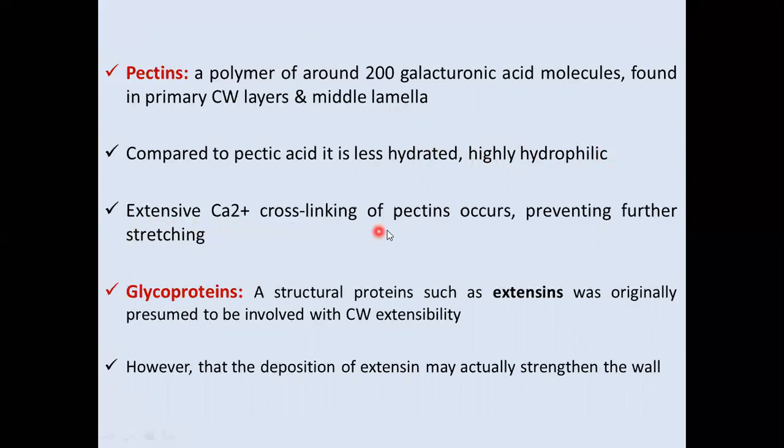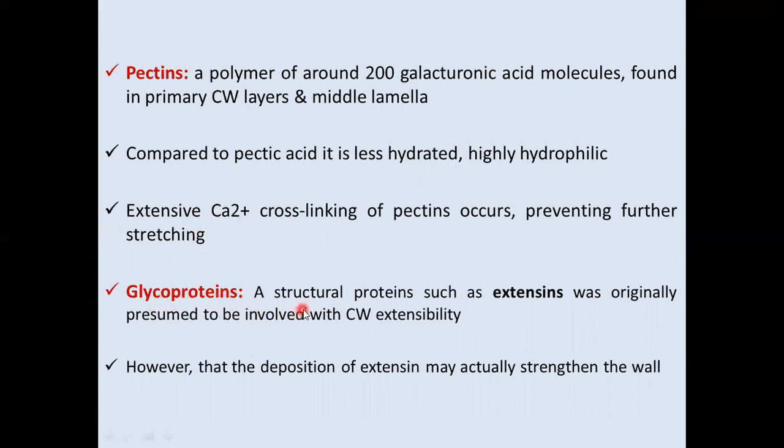Extensive calcium cross-linking of pectin occurs, preventing further stretching. So in the cell wall, cross-linking of calcium occurs, which makes calcium bridges of pectins, which prevents further stretching of the cell. So it also regulates proper stretching of the cell.